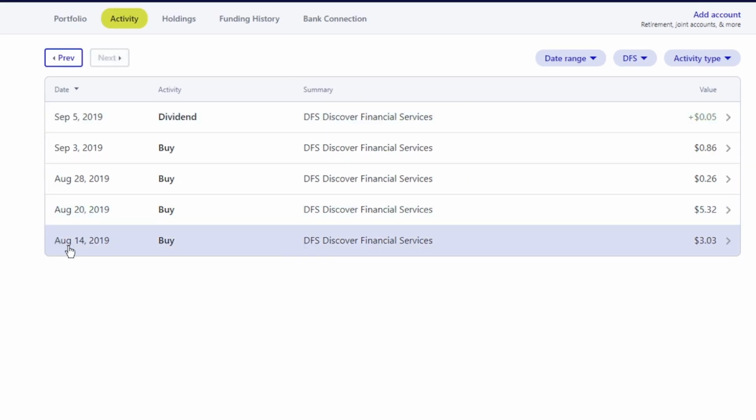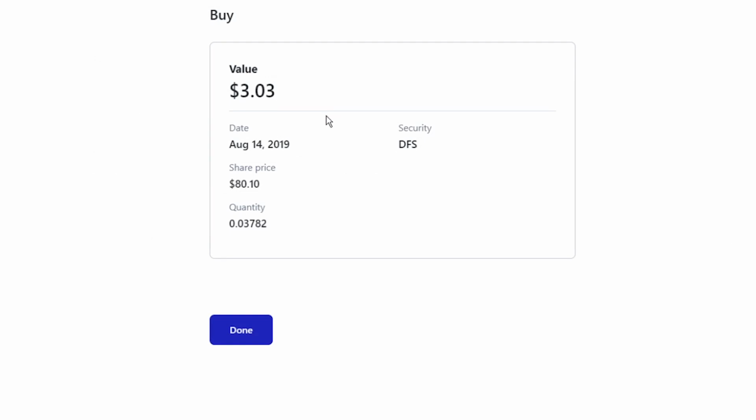So this was August 14th, 2019. I like Discover. I think they have some really interesting stuff coming out, so I wanted to invest in them. I bought it at first at $3.03. I know that's not a lot of money for some people, but I was just getting started with those investments. You can see here my average share price was $80.10.